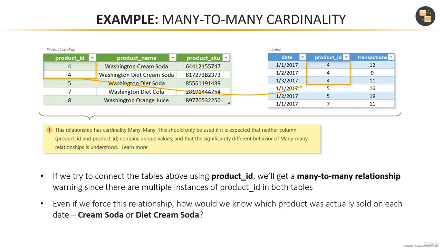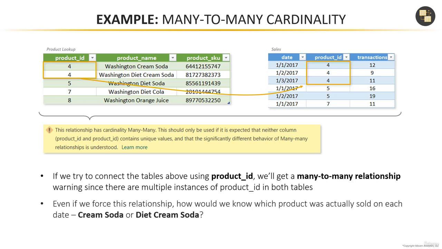We have two different products with ID number 4, Washington Cream Soda and Washington Diet Cream Soda, which for the record sounds like a terrible beverage, but that's beside the point. The idea here is that we know that product ID 4 was sold on January 1st, January 2nd, January 3rd, but it could have been either one of those products because they share the same ID. So that's our quick cardinality crash course.